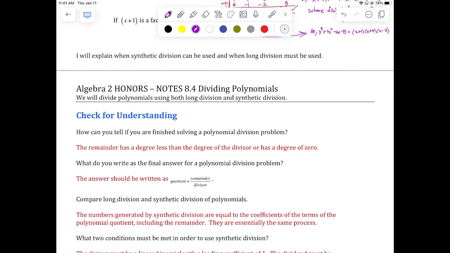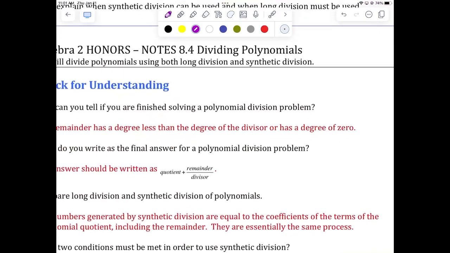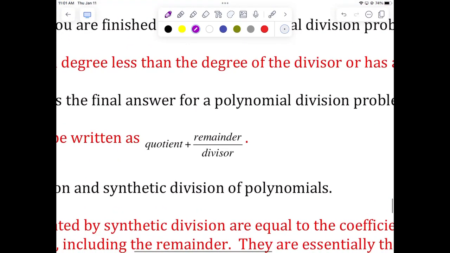Okay? X squared can go into x squared, but x squared can't go into x to the first. That was the first problem that we worked. What do you write as the final answer for a polynomial division problem? Your answer should be written as your quotient plus your remainder over your divisor.